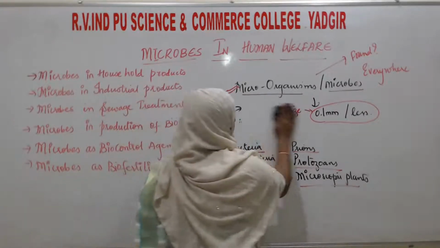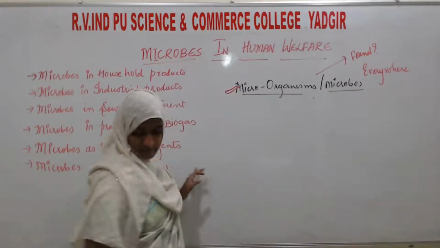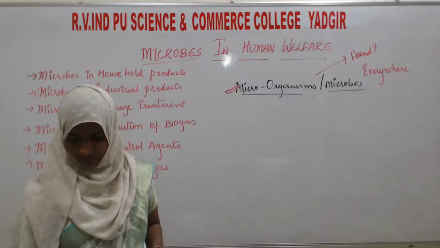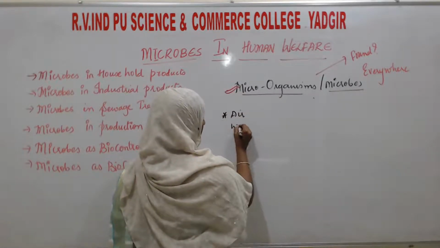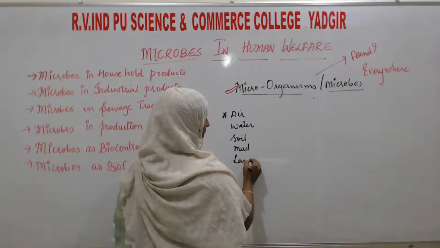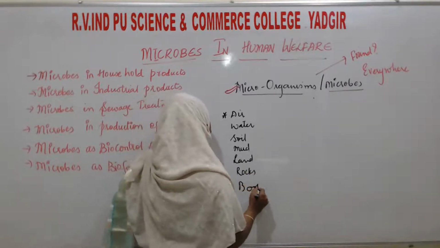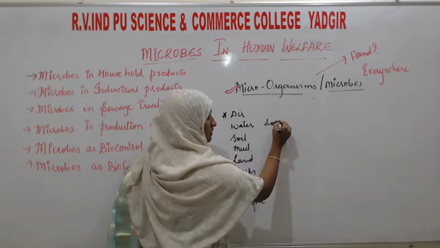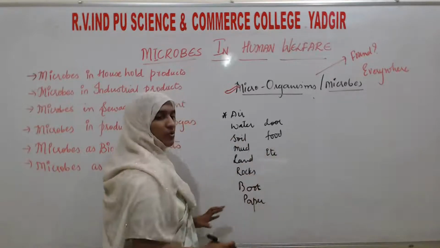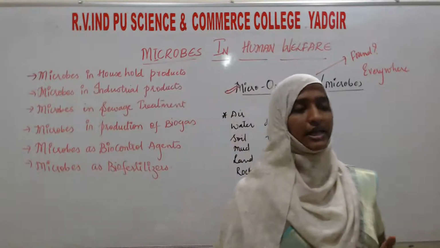They are found in air, water, soil, mud, land, on rocks, and even on non-living things such as books, paper, doors, and on food. Everywhere you will find microorganisms. Besides this, microorganisms survive where no other organism can survive.